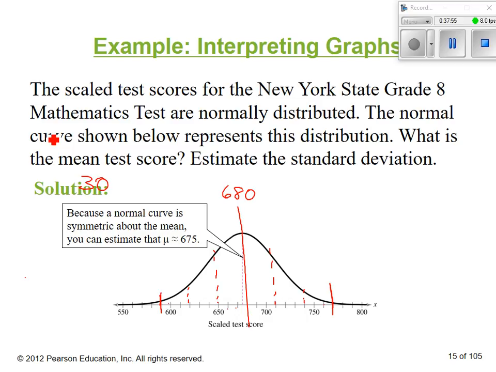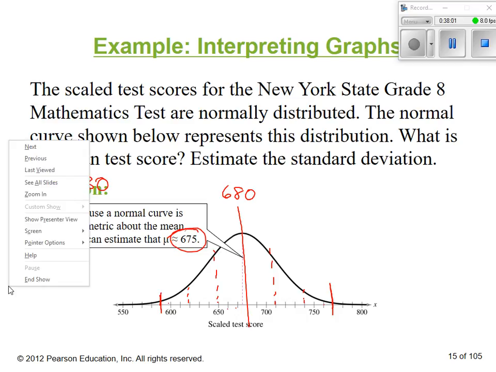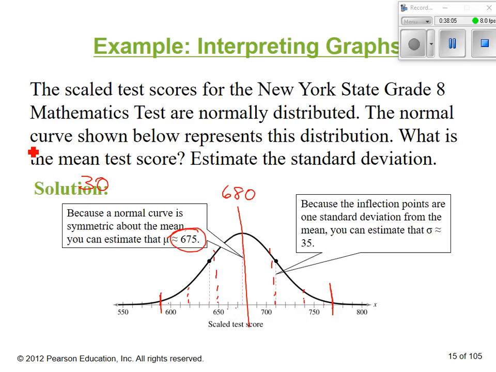So 675, so Nick back here had to be exactly right. Don't even start off the year that way, Nick, all cocky and stuff. Standard deviation, he says about 35, we said about 30.